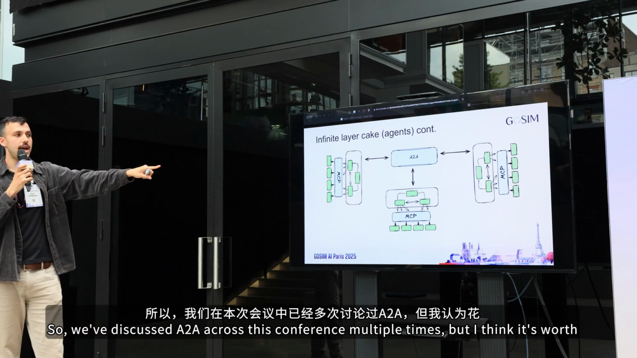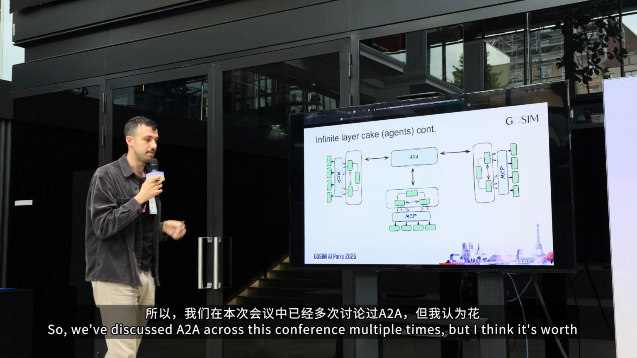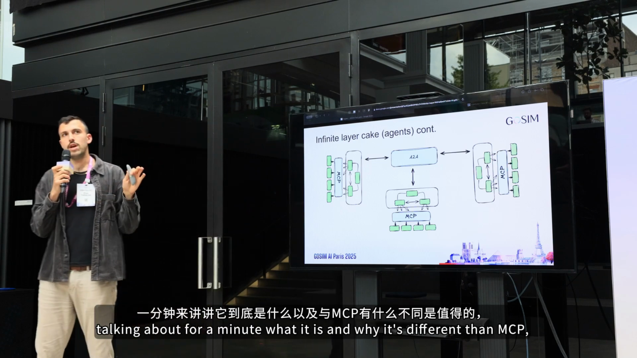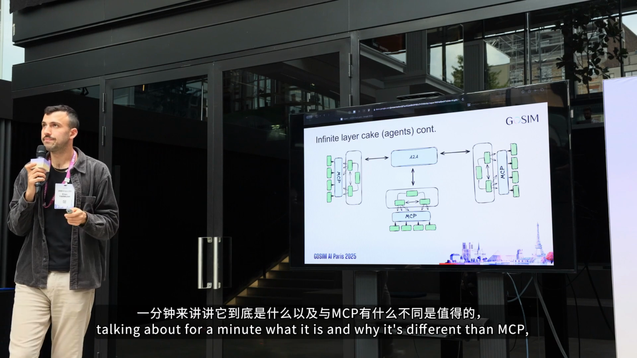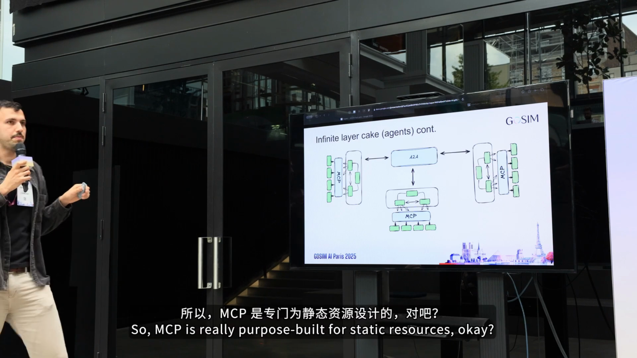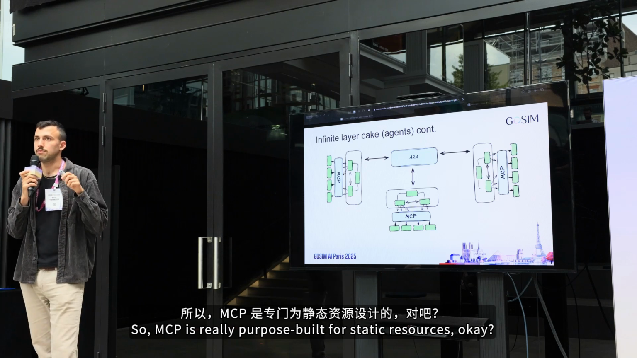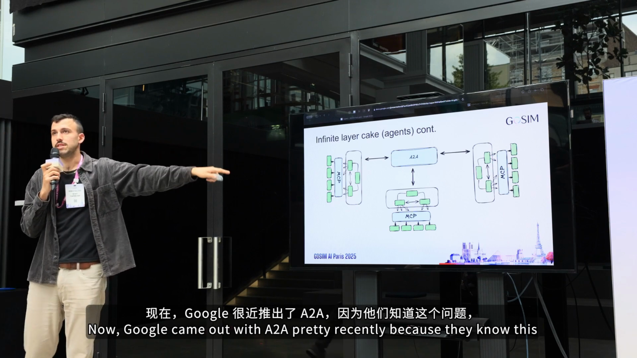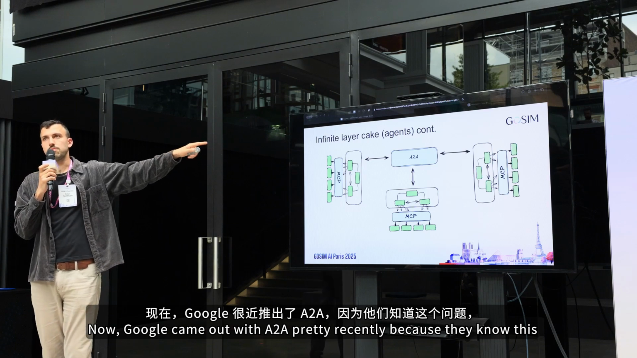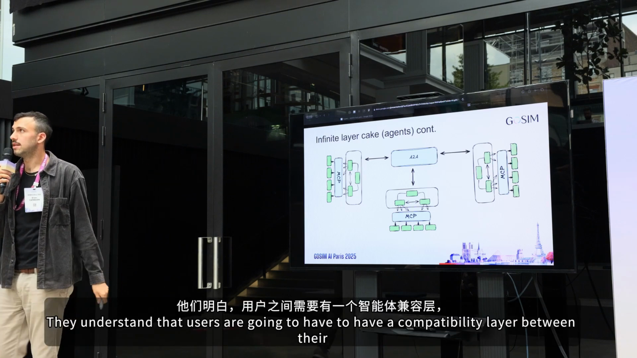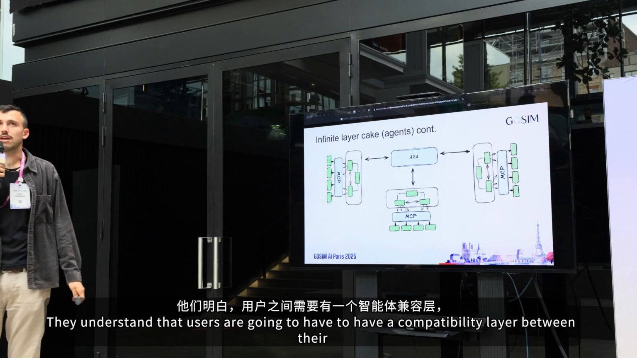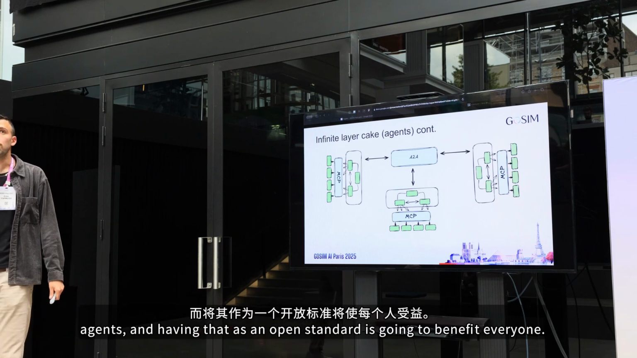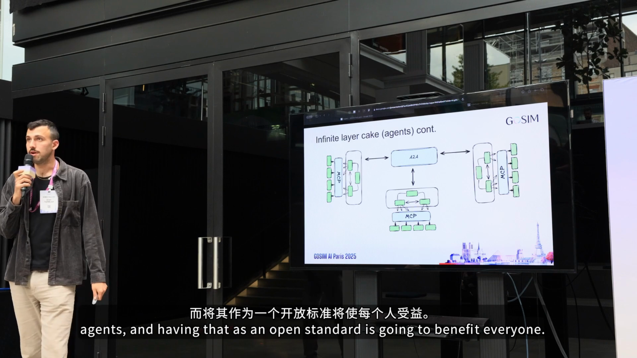So we've discussed A2A across this conference multiple times, but I think it's worth talking about for a minute what it is and why it's different than MCP. MCP is really purpose-built for static resources. Now, Google came out with A2A pretty recently because they know this problem. They understand that users are going to have to have a compatibility layer between their agents, and having that as an open standard is going to benefit everyone.